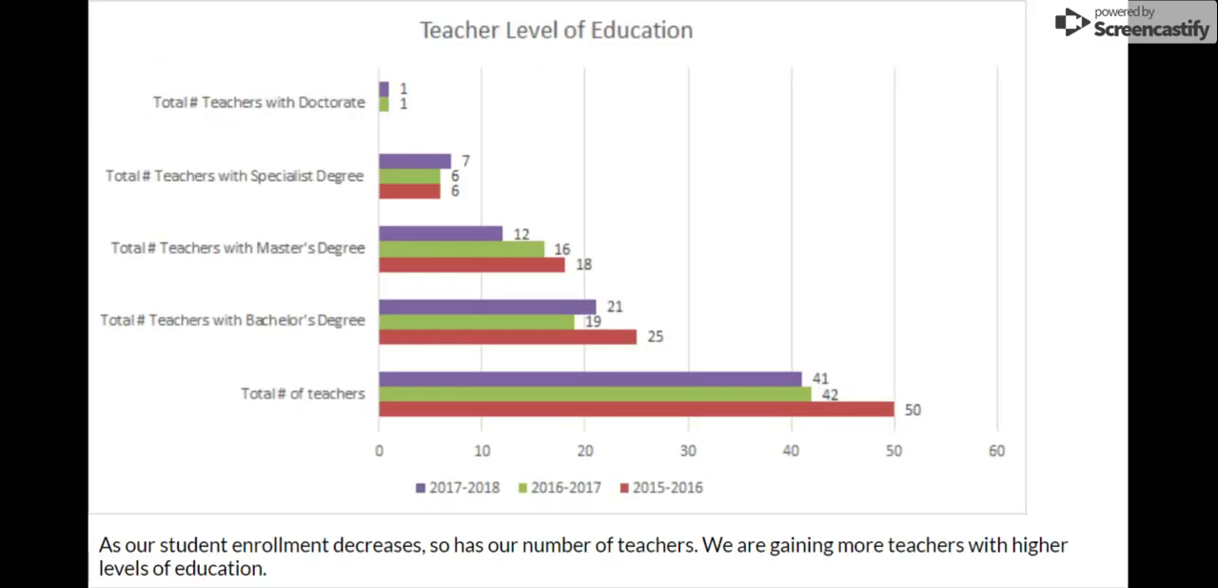of years. When it comes to our teachers, since we have seen this decrease in student population, we've also seen a decrease in our number of teachers since we are losing allotment numbers with a student decrease, but we are gaining more teachers with higher levels of education, including master's, specialists, and doctorates.